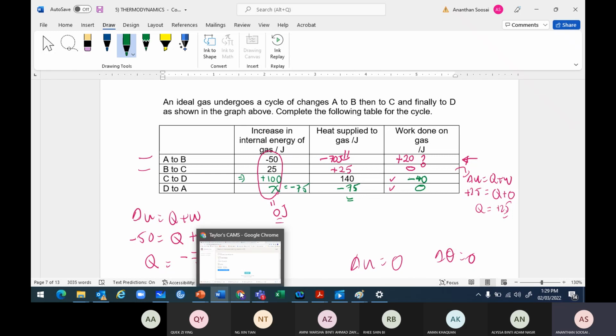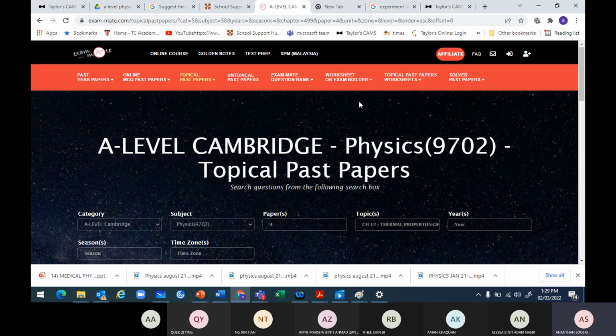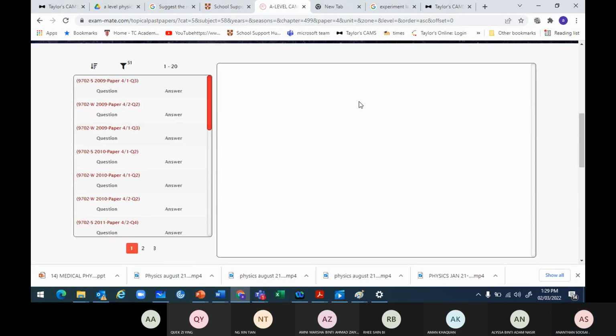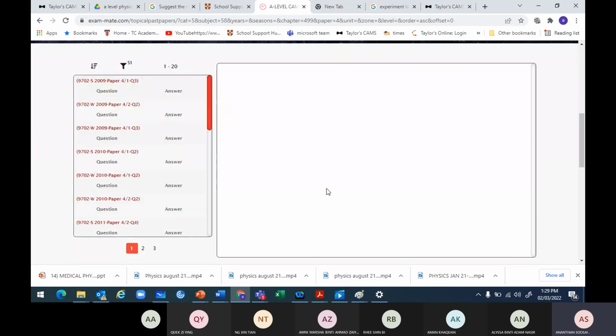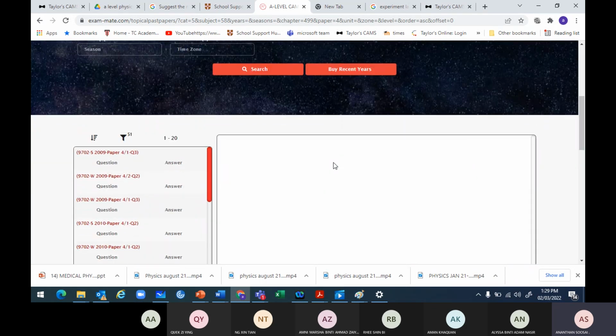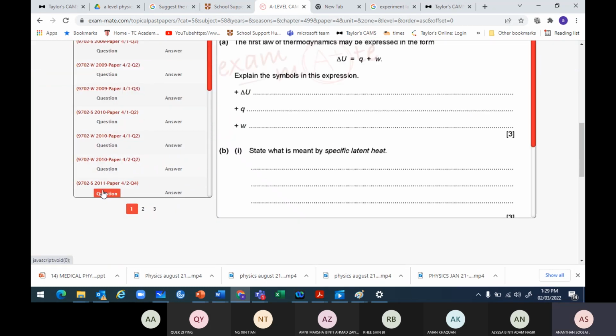So for this, I go to the Exam Mate website. I told you last time; I believe you visited this before. Exam Mate, topical. So I already selected thermal property. So we go for thermal property, paper 4, A2 is paper 4. I select the question with the graph, with the table you need to fill up.